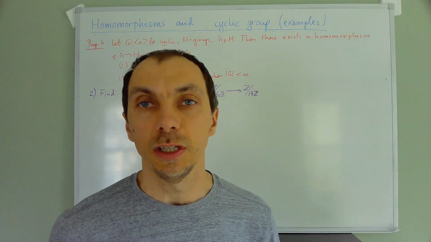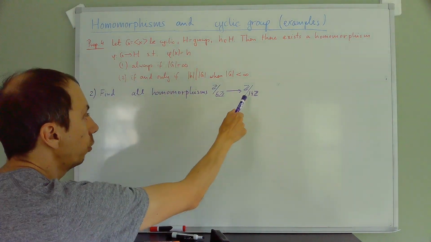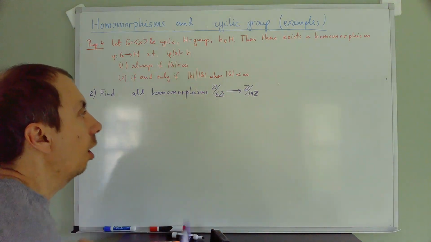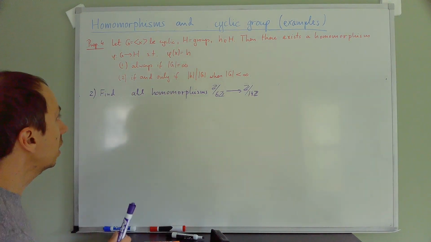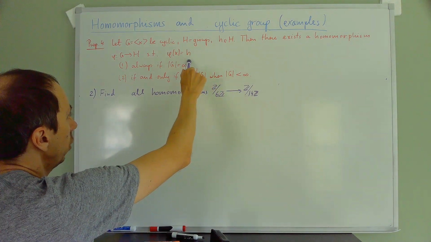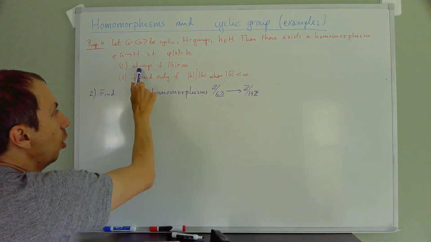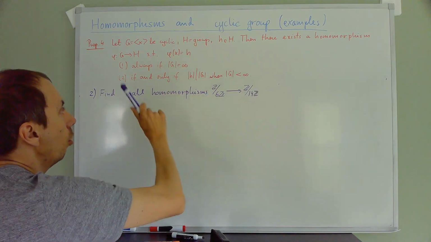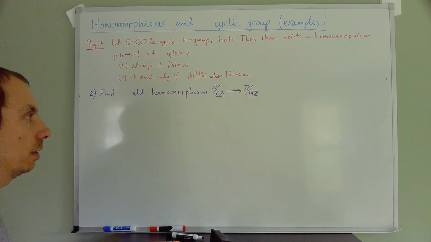Well, given what you've seen so far, the first intuition might be, oh, how many will there be? 14, because I can send a generator of this group to any of the 14 elements in Z mod 14Z. Except that's not the case anymore, because the order of this group is not infinity, so we're not in case 1, we are in case 2. So you don't always get a homomorphism no matter what you choose here for the image of a generator. You only get a homomorphism if the order of H divides the order of G.